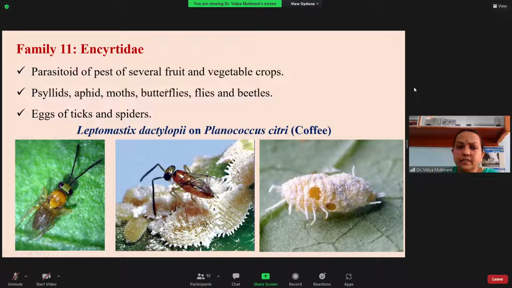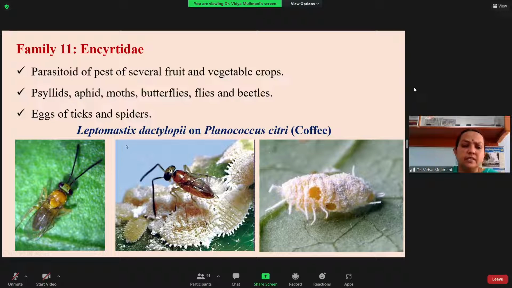They are parasitoids of pests of several fruit and vegetable crops, because in the perennial ecosystem we have major pests like scales and mealybugs, and they mainly prefer these. The fruit and vegetable ecosystem is preferred by these Encyrtidae. They mainly attack psyllids, aphids, moths, butterflies, flies, and beetles. These are the hosts of the Encyrtidae. Eggs of ticks and spiders are also attacked by the Encyrtidae.